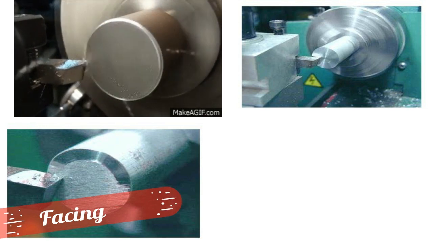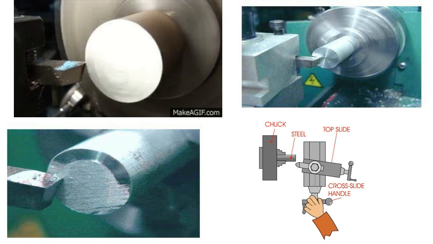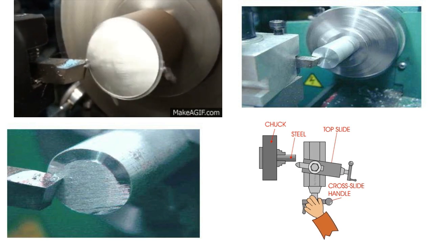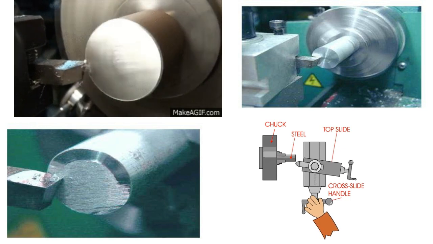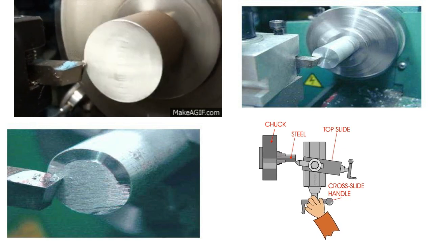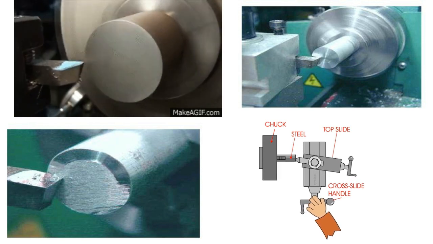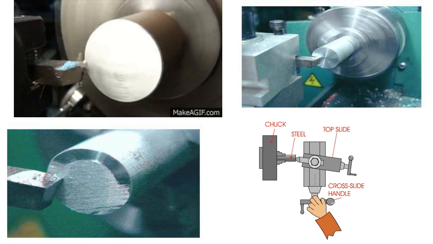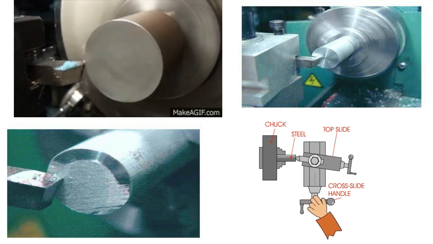Facing is an operation used to generate either a flat surface or shoulders at the end of the workpiece. In facing operation, the direction of feed given is perpendicular to the axis of the lathe. The workpiece is held in the chuck and allowed to rotate. The facing tool, which is a single point cutting tool, is fed either from the outer edge of the workpiece progressing towards the center or vice versa.